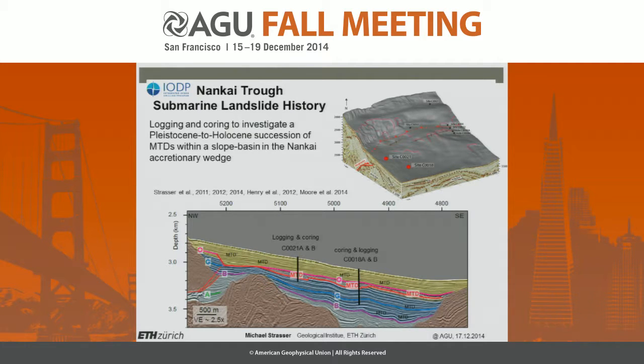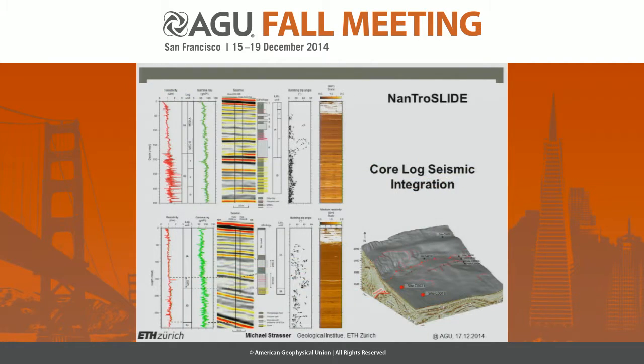And I'm going to show you some of the data here. This is basically already the summary of all data available. When we do the core-log-seismic integration, you see here data from the logs, resistivity, natural gamma. This is the seismic section from the 3D data cube that has been acquired. And this is the compiled lithostratigraphic column, and what we are interested in are these gray bars. Those are the thick landslide deposits that we were trying to understand by doing this experiment.